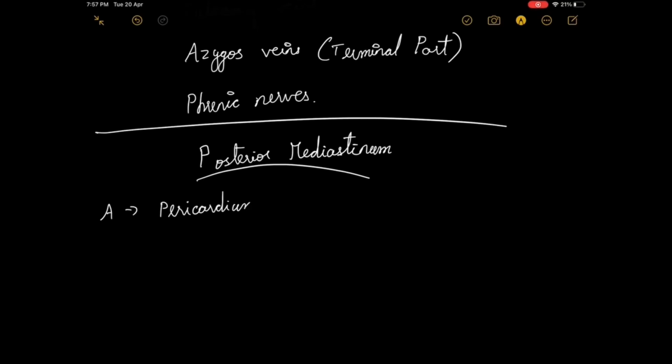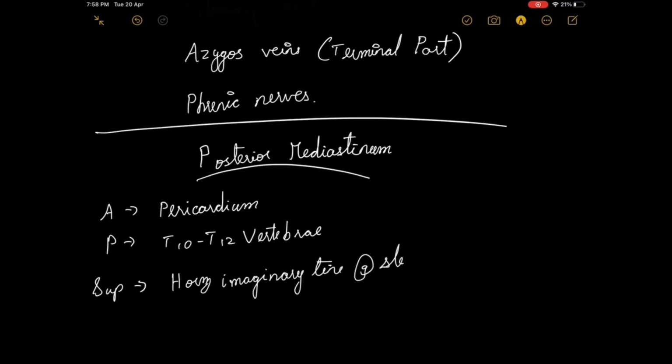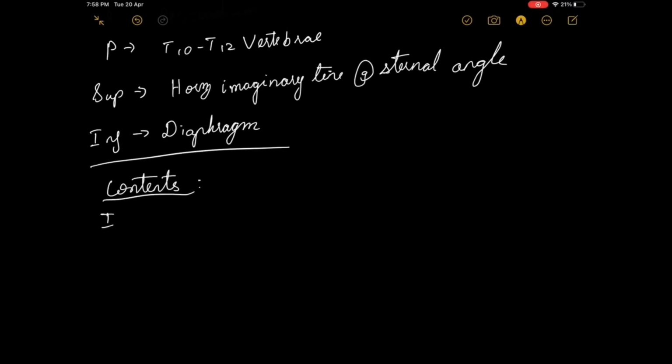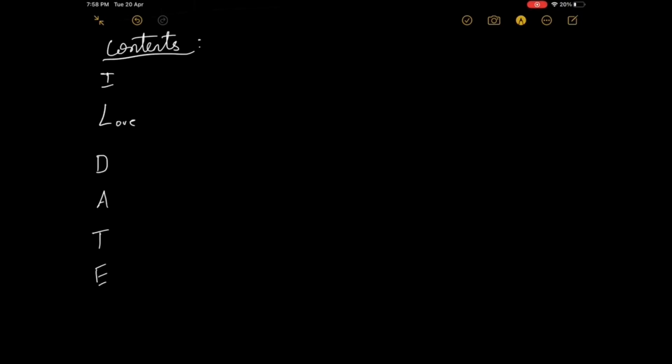And now moving on to the posterior mediastinum. Anteriorly, we have the pericardium. Posteriorly, we have the T5 to T12 vertebra. Superiorly, we have the horizontal imaginary line drawn at sternal angle. Inferiorly, we have the diaphragm. On each side, we have the mediastinal pleura. And now moving on to the contents.